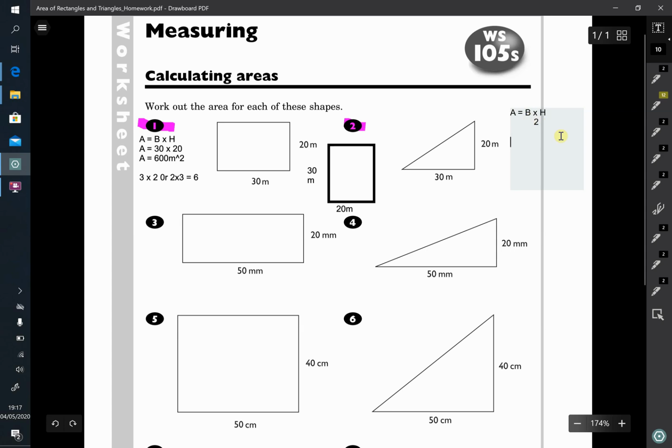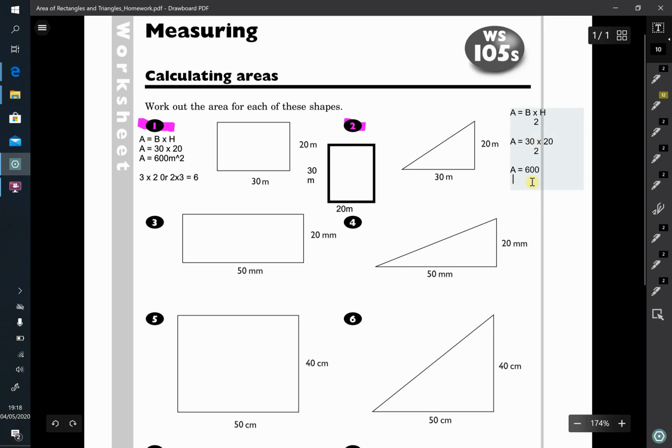Area equals, how wide is the shape? 30. How high is the shape? 20. And division by 2. Now let's imagine I'm doing it in a non-calculator. Guys, area equals 3 times 2 is 6, and I place the 2 zeros, 0, 0.